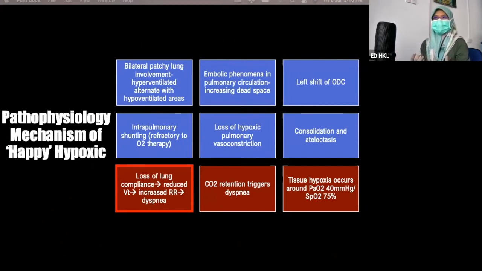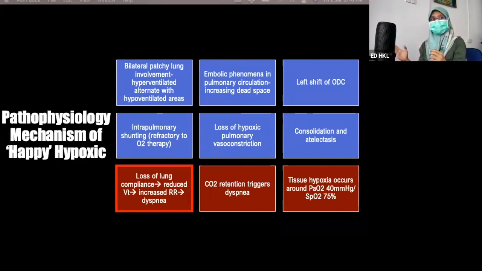Understand? But at one point, when the consolidation and atelectasis worsen, the patient cannot open up the lungs anymore. So the tidal volume becomes small. So in order to achieve a targeted minute volume, the patient will start to hyperventilate.